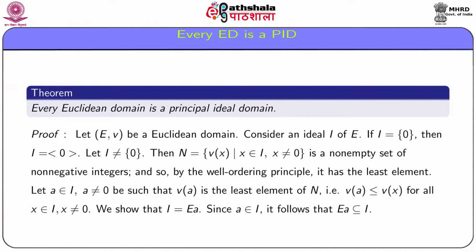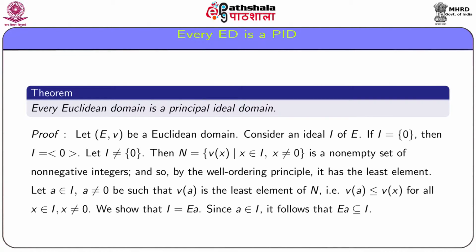Just now we have proved that F[x] is a Euclidean domain and we already have F[x] is a principal ideal domain. Here I will prove that actually every Euclidean domain is a principal ideal domain. Consider a Euclidean domain (E, V) and an ideal I. We are to show that I must be a principal ideal.